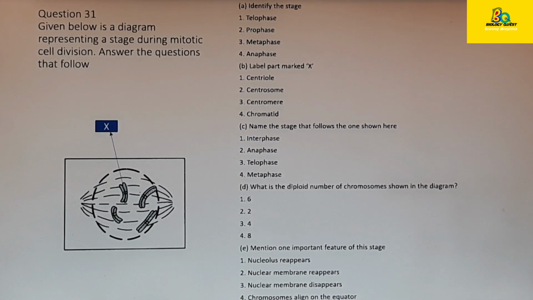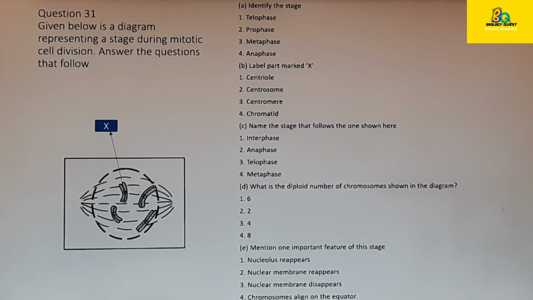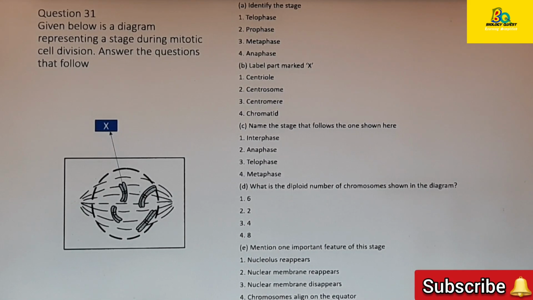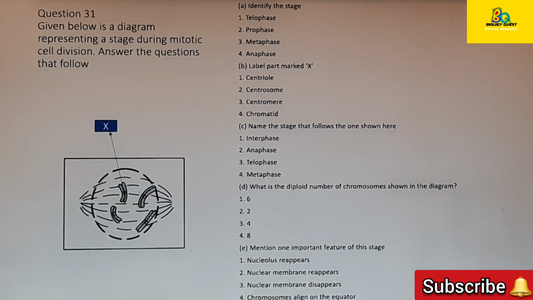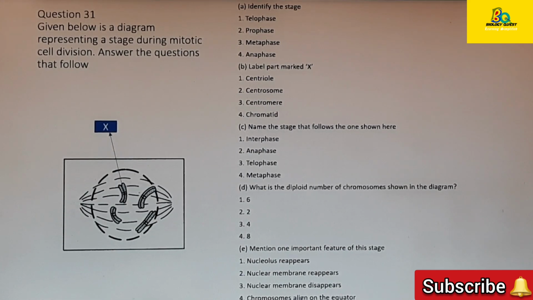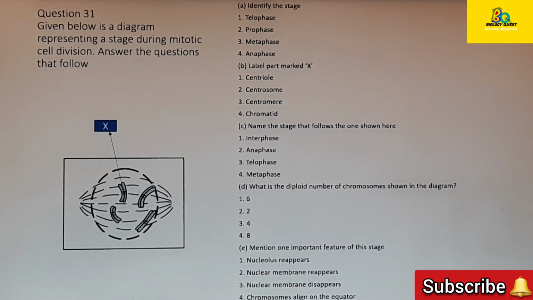Mention one important feature of this stage. One important feature. Look at the options. Nucleolus reappears, nuclear membrane reappears, nuclear membrane disappears, chromosomes align on the equator. Which is the correct option? Very easy. The correct answer is nuclear membrane disappears.